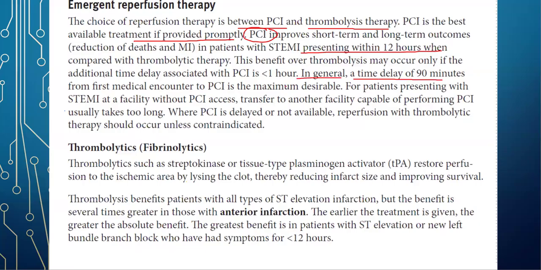In general, a time delay of 90 minutes from the first medical contact to PCI is the maximum desirable. So this 90 minutes confuses a lot of candidates. This 90 minutes starts when a patient enters the hospital with an ST elevated MI. You have to organize a reperfusion treatment within 90 minutes. Okay, it's not 90 minutes from the onset of symptoms. It is 90 minutes from the first time this patient entered into your hospital. Okay.